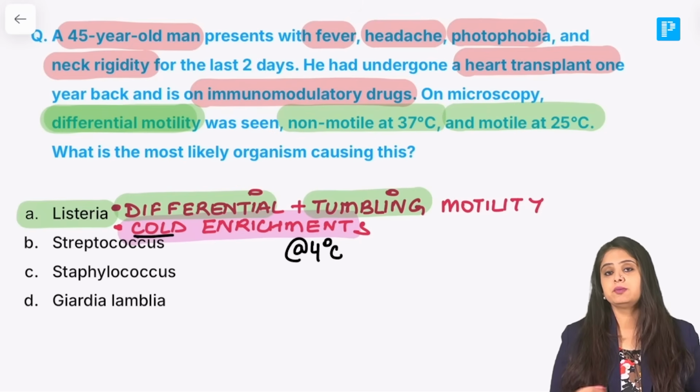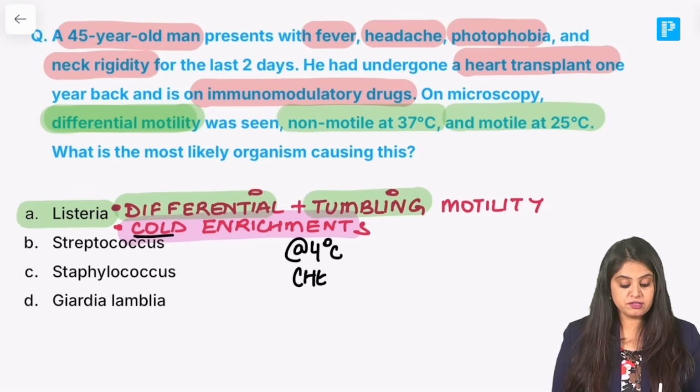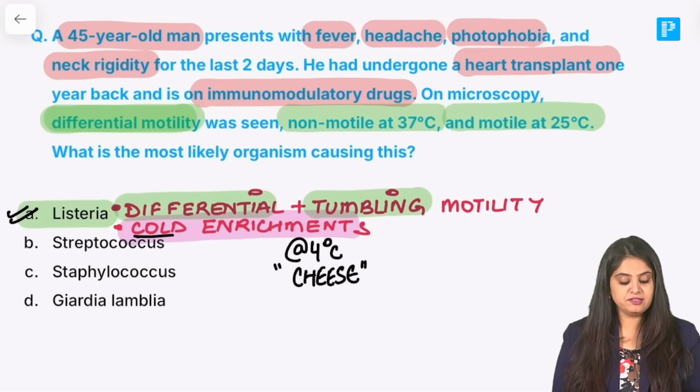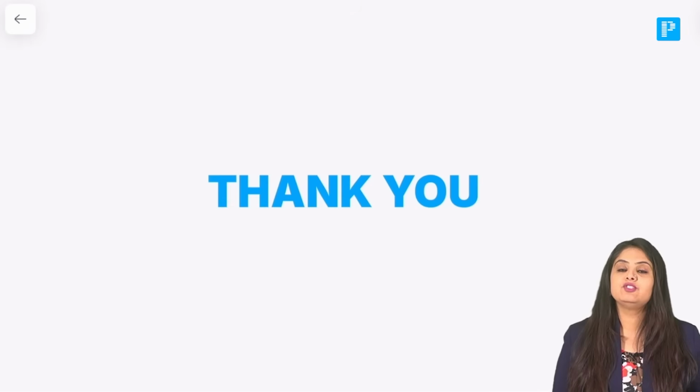If it has to grow, it will grow more in frozen and refrigerated food. For example, there could be a history of consumption of cheese because that is very often stored in the fridge. So yes, 4 degree cold enrichment is also something they would want to give you. And yes, Listeria is the answer, which is known to cause meningitis. Well, with that, we wrap up the microbiology questions also.